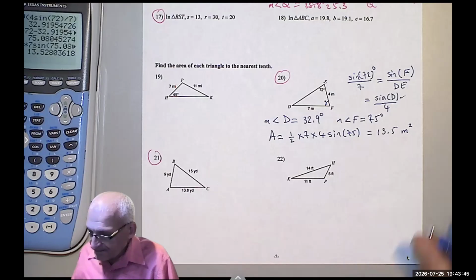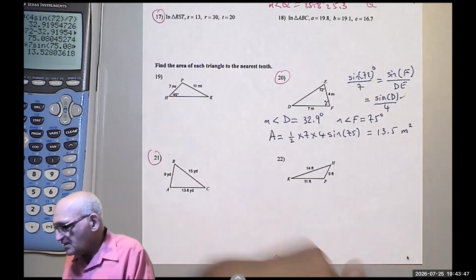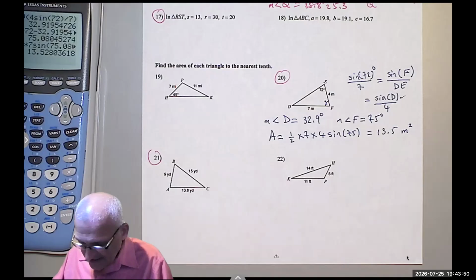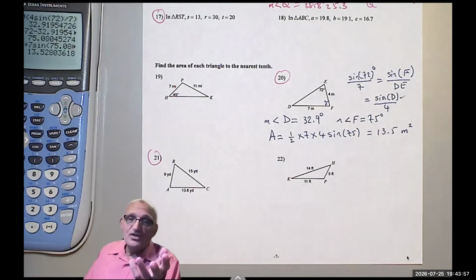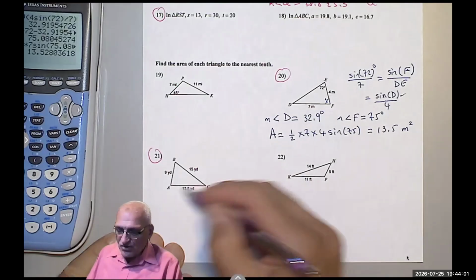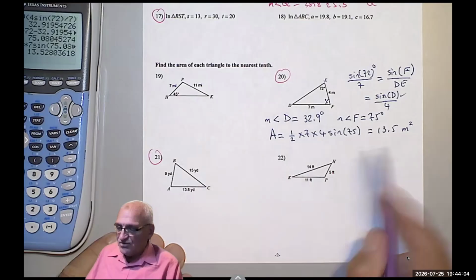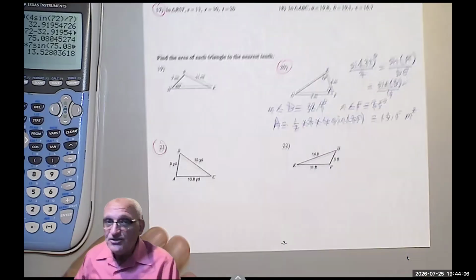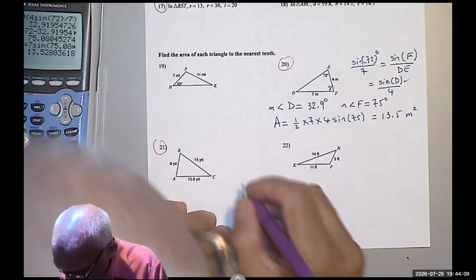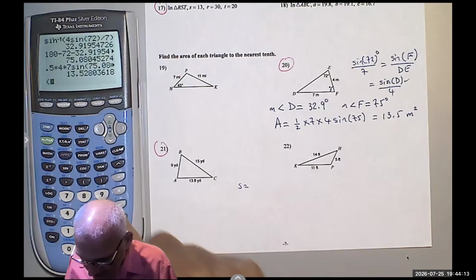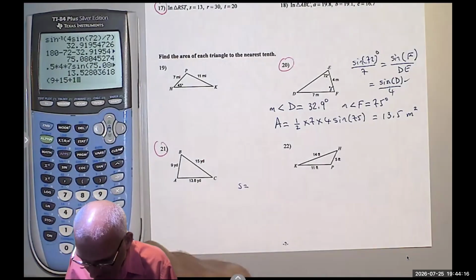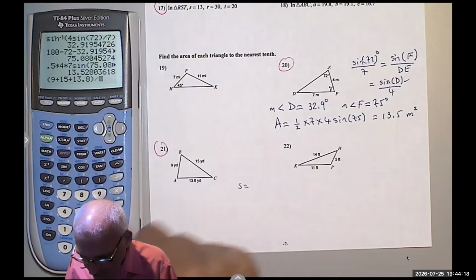And finally, I have the last problem. They give me 3 sides. It's tough if you have to use the law of cosines. Well, not tough, but you can use the law of cosines to find any angle and then use this equation. Or you can use Heron's formula and you say S equals 9 plus 15 plus 13.8 over 2.